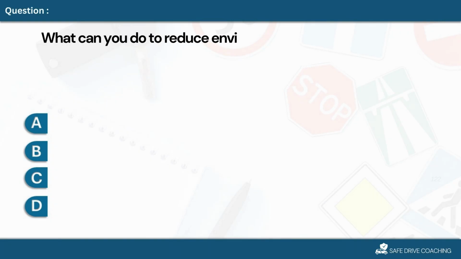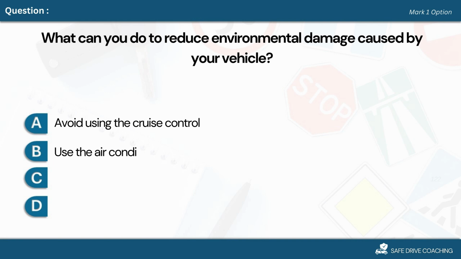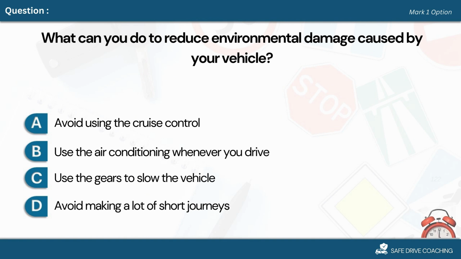What can you do to reduce environmental damage caused by your vehicle? A. Avoid using the cruise control. B. Use the air conditioning whenever you drive. C. Use the gears to slow the vehicle. D. Avoid making a lot of short journeys. The correct answer is D. Avoid making a lot of short journeys.